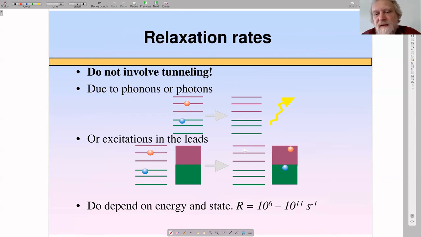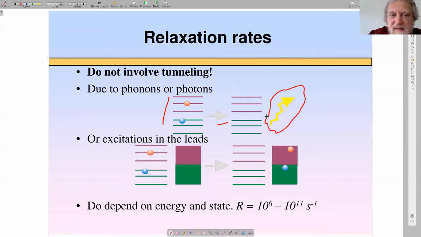In any case, one needs to dispose energy somehow, accumulated in the excited state of the dot. So we have an excited state. One has to go to the ground state. One has to emit something. That can be a photon, electromagnetic excitation. That can be phonon excitation of the crystal lattice where the dot is formed. Or it can be, interestingly enough, excitations in the leads.